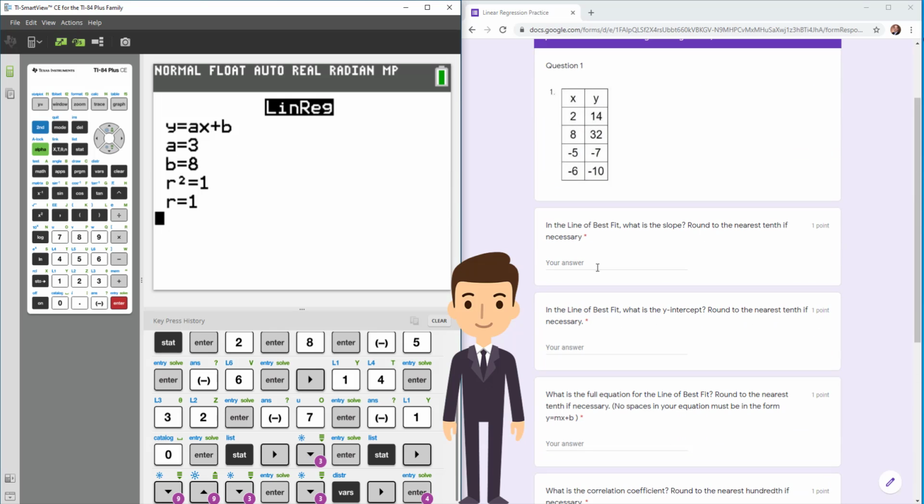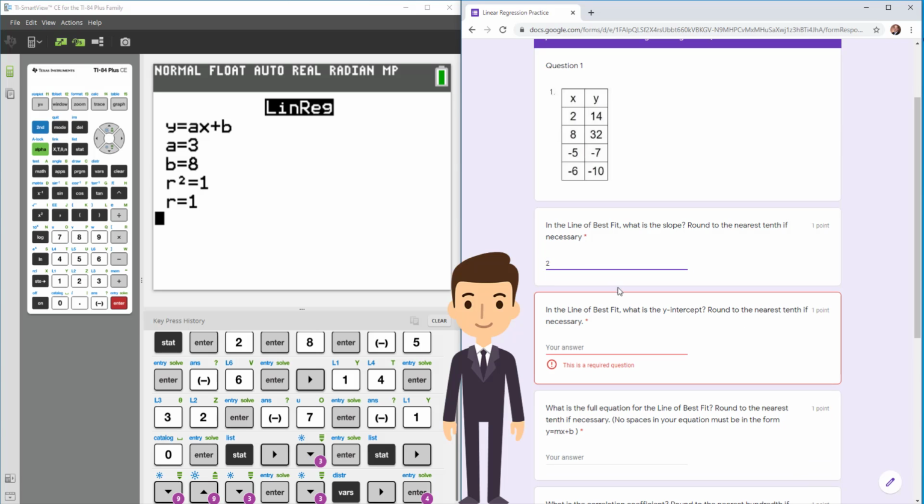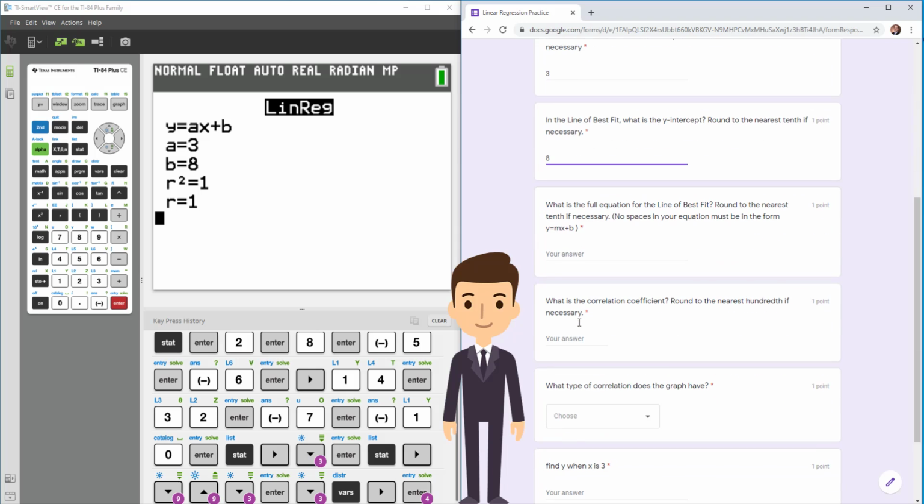So I'm going to go back over here to my thing. In the line of best fit, what is the slope? The slope is 3, right? I wonder what happens if I type it in wrong. Did it even let me? Oh, no, I think I'm just going to get it wrong. I don't want to get it wrong, so I'm going to put in 3. What's the y-intercept? The y-intercept is 8, right?